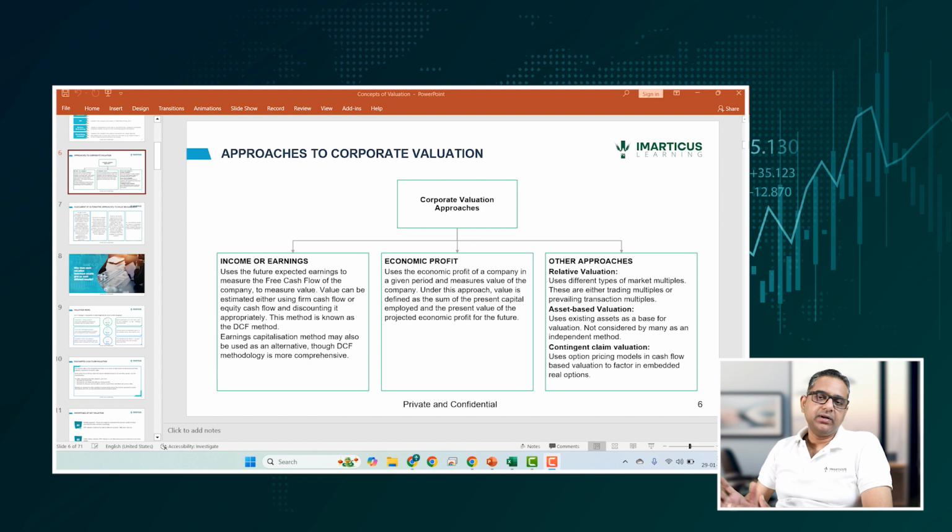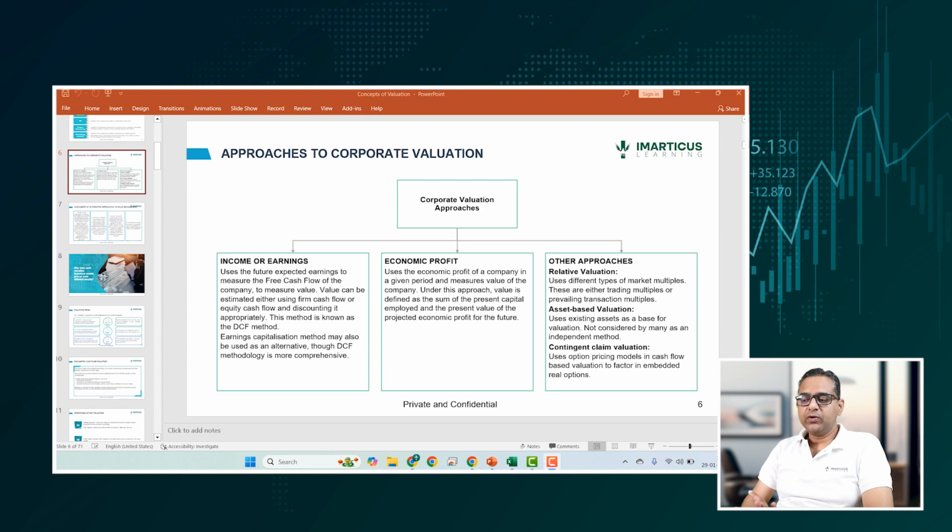So we can calculate the economic profits which are expected in future, calculate the present value of those economic profits, and add to it the current capital employed, current debt and equity. That will give us an estimate of the valuation of the company. So that is the economic profit approach. This is not used too frequently, but yes, in some cases this might be relevant. And other approaches include relative valuation, asset-based valuation, contingent claim valuation.